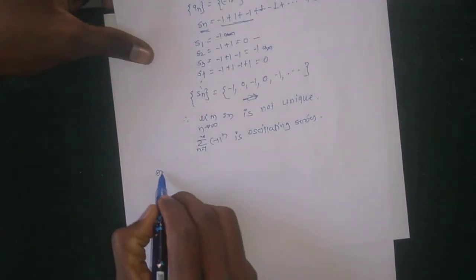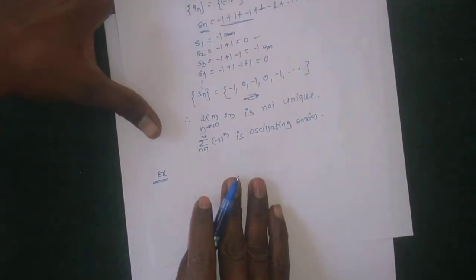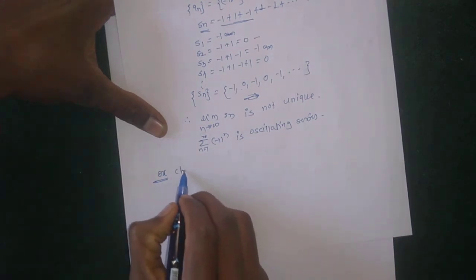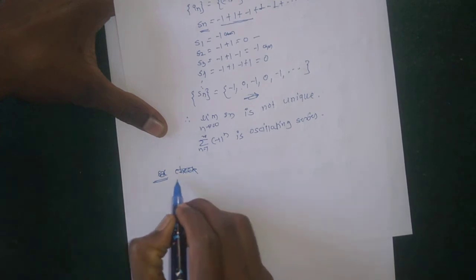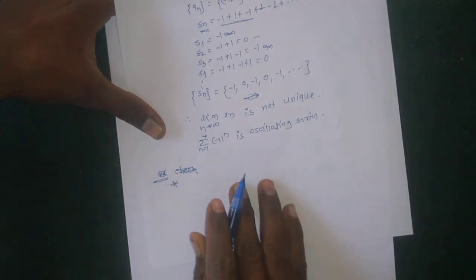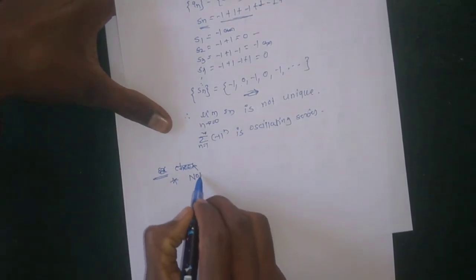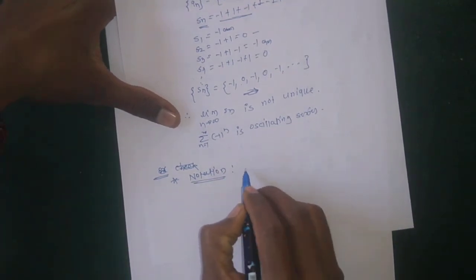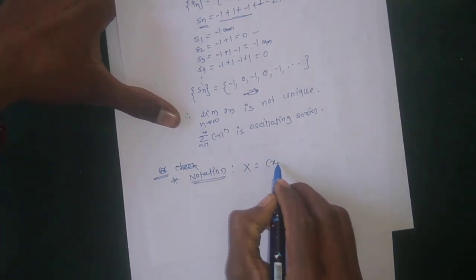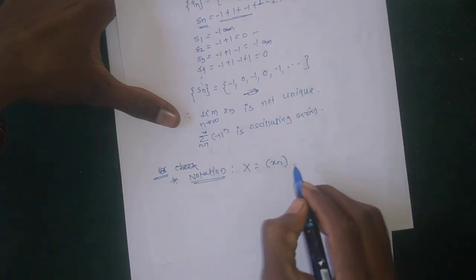Then the next example, check the convergence. But before that, one point is remaining: the notation of series. The notation can be written as x is equal to xn or an.